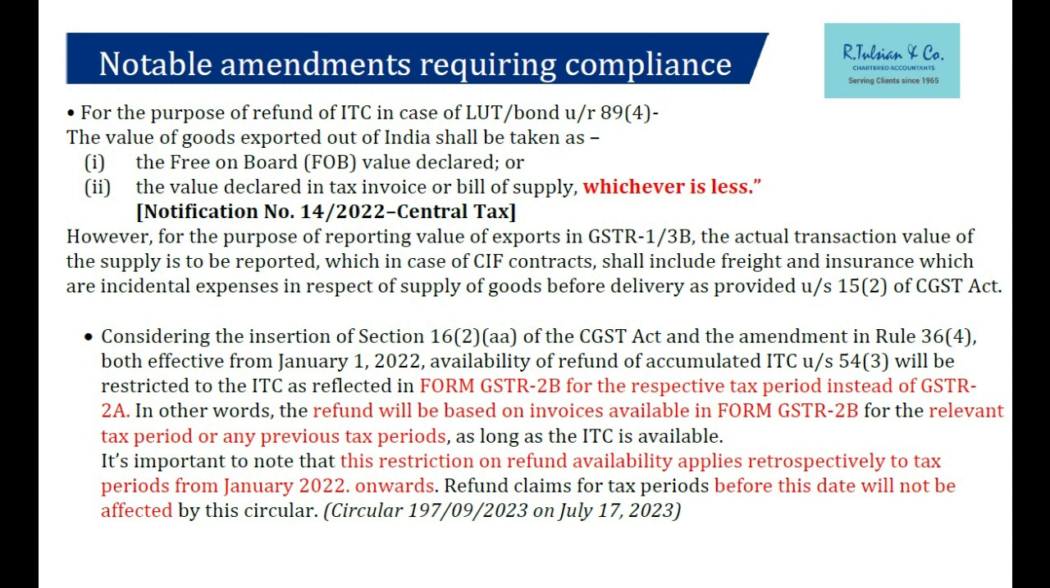So what does this say? This says that from 1st of January 2022, the refund which we are applying for unutilized input tax credit under rule 89 for export under LUT bond, we have to follow GSTR 2B, not 2A. What does this mean? If the input tax credit is available in 2B in January 2022, in February 2022, then only we will get credit, refund. We will not get earlier.